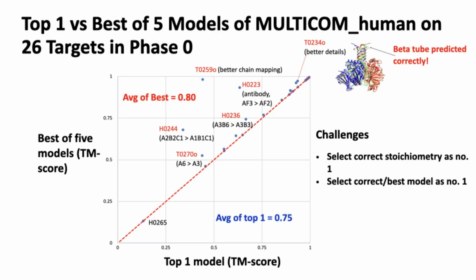Finally, we compare the best of our 5 models against the top 1 models in phase 0. You can see the best score is 0.8 versus the top 1 only 0.75. The reason we work better is because the best models sometimes use AF3 models, use better stoichiometry prediction, and also better details. This beta tube has been correctly predicted, and better chain mapping. However, it's still very hard to select the best model or best stoichiometry as number 1.